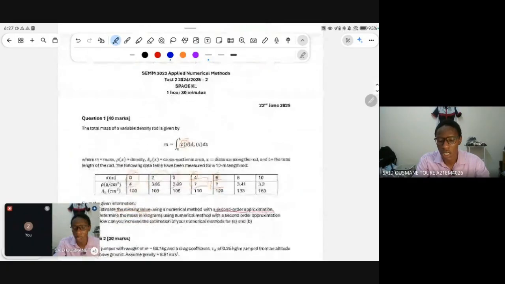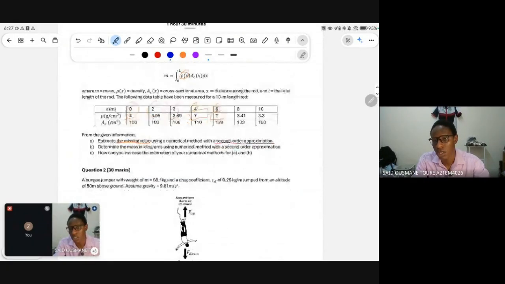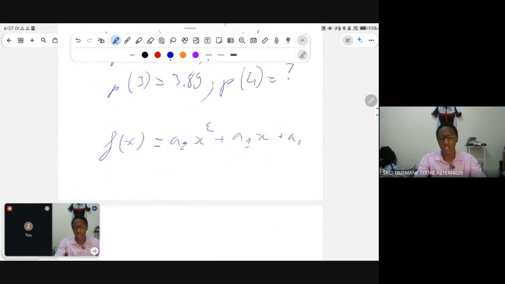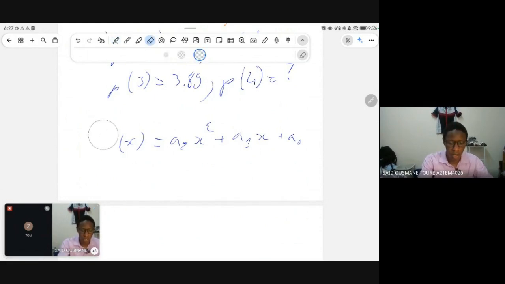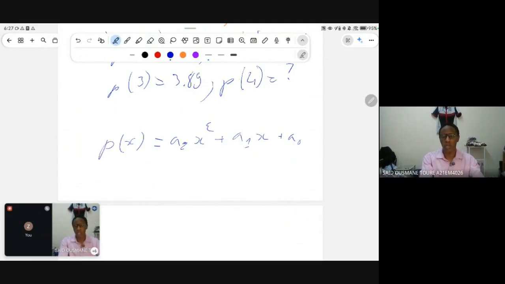They mentioned second order approximation. And usually this is what they expect you to do, to get a second order equation. Always a second order equation. The end equation has to be f of x equals a2x squared plus a1x plus a0. And here it is actually rho of x. So you can just dismiss that one and put rho of x equals a2x squared plus a1x plus a0. Clear?